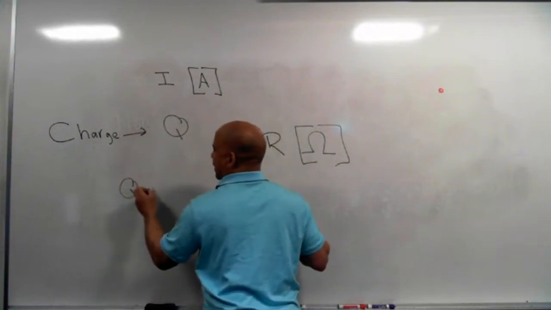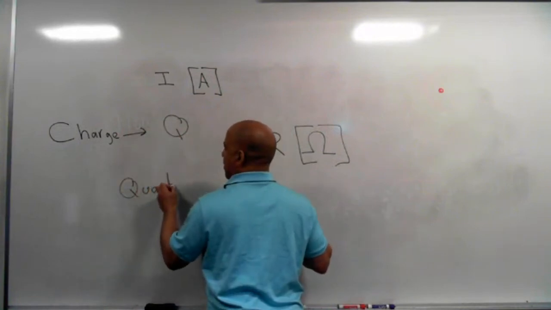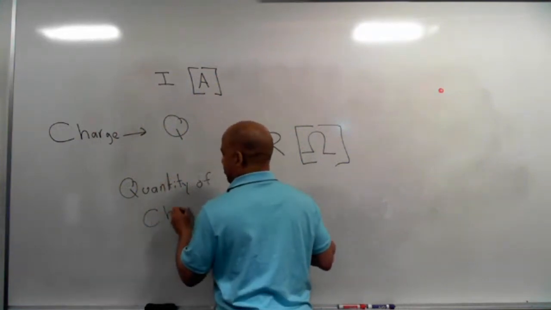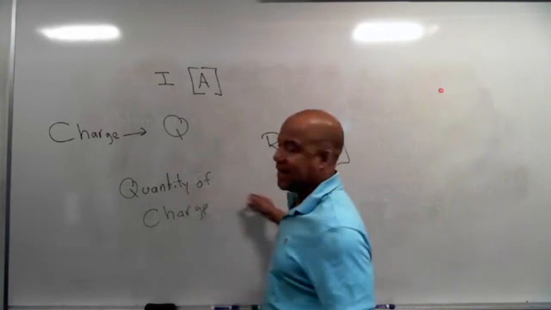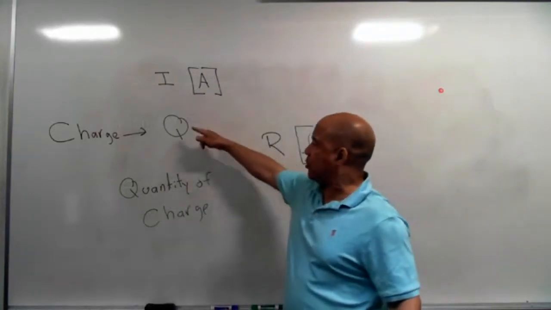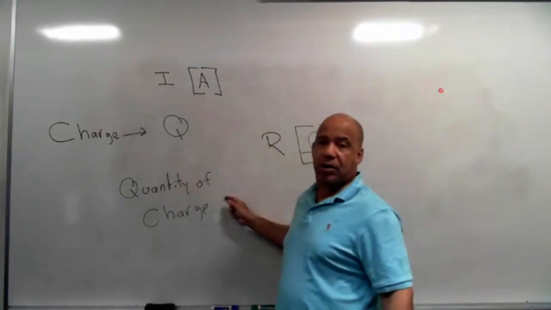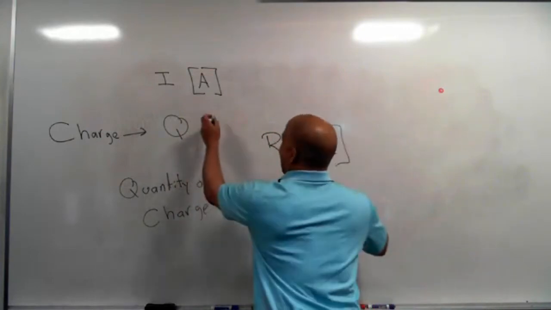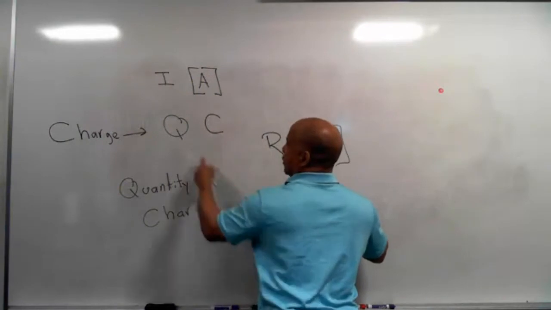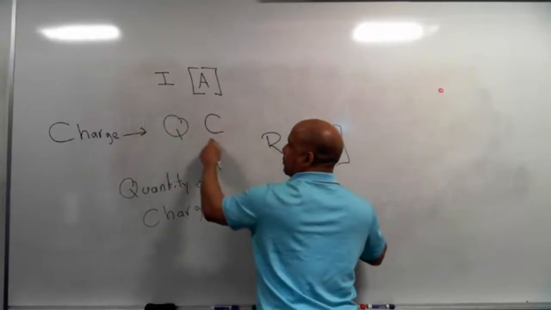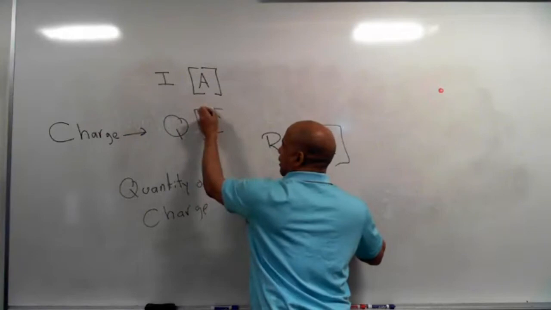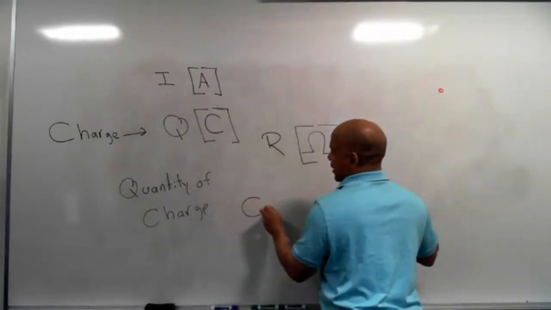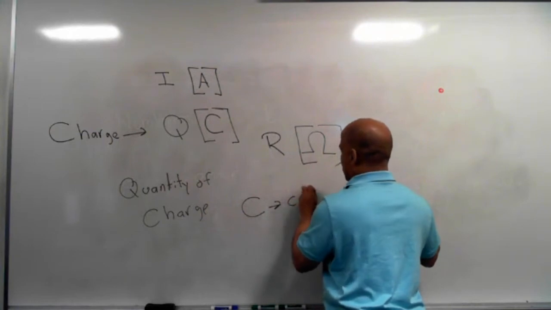And Q stands for quantity of charge. So instead of writing it out, quantity of charge, let's use Q. The unit for charge is called a coulomb, capital C. So the unit for this symbol right here is capital C. We'll put brackets around that so you know that that's the unit. And that unit C stands for coulomb.